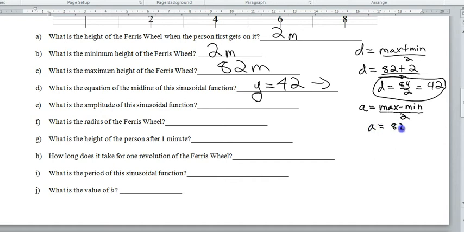So it's 82 minus 2 over 2, which is 80 over 2. So A is 40. And it's actually meters, just the same as D is really 42 meters. So the amplitude of this function is 40 meters, and D is equal to 42 meters. The reason is that A and D are actual physical characteristics of the Ferris wheel, right? They describe stuff about it. So what is the radius of the Ferris wheel?